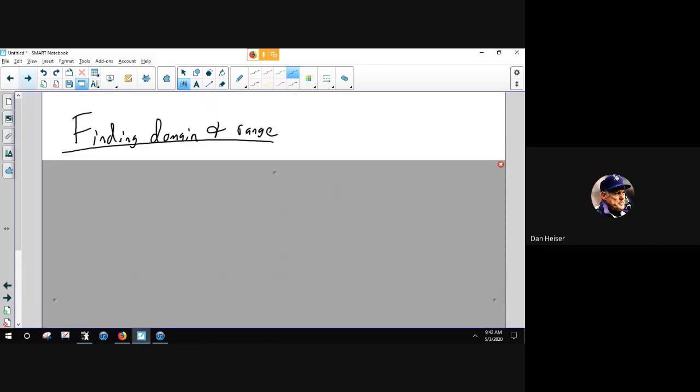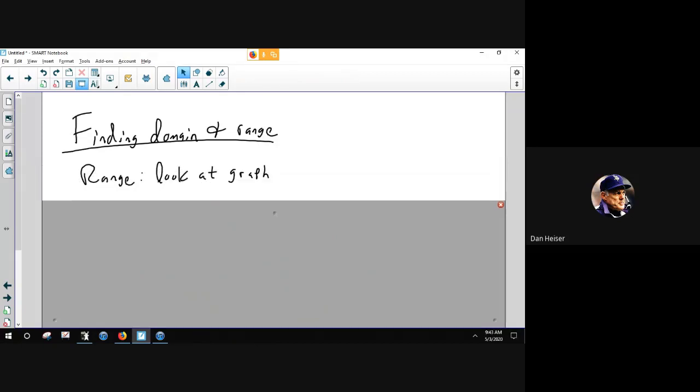This next part, we're going to find some domains and ranges. And we write those domains and ranges using interval notation. If you didn't take my advice from a minute ago, do that now. We'll start with range. To find a range, the simplest way is to look at its graph. Range of a function can be easily found by looking at its graph.